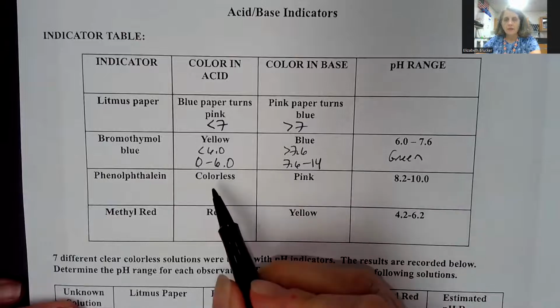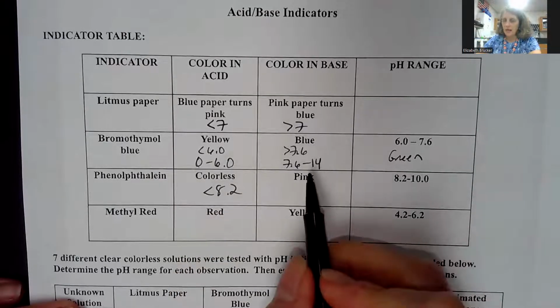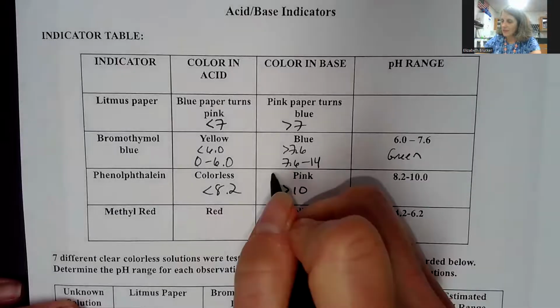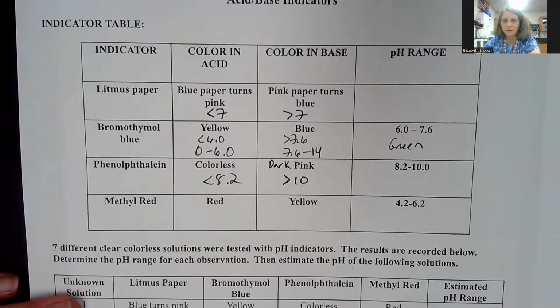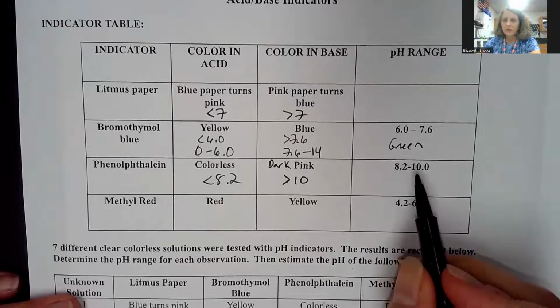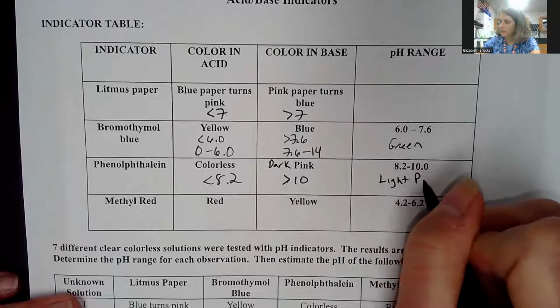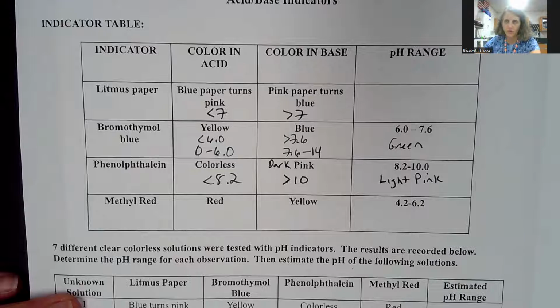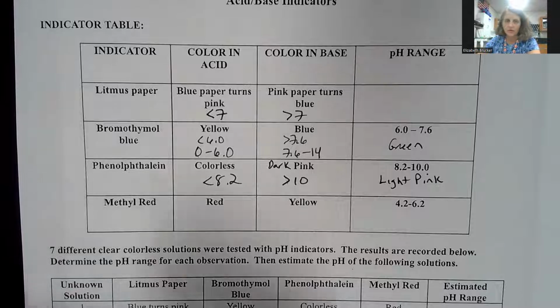Okay, phenolphthalein, colorless is anything less than 8.2. Pink, we're going to say greater than 10, a bright dark pink. So greater than 10 is really going to be a pretty dark pink, even closer to red. And then if you're between 8.2 and 10, you're going to say a light pink, where this is really where it starts to change. Since you're going from no color to color, you have that transition. It's a little different than the other colors that you see.